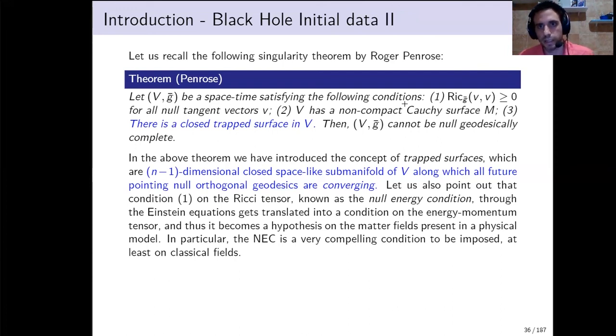It basically says the following: if you have a spacetime that satisfies this curvature condition here, where V are null tangent vectors, it has a non-compact Cauchy surface, and it possesses a closed trapped surface, then the spacetime cannot be null geodesically complete. In the above theorem, what is important for us is this new concept of trapped surfaces. Basically, in an n+1 dimensional spacetime, these are going to be n-1 dimensional closed space-like submanifolds, along which all future pointing null orthogonal geodesics are converging. And this is going to be a condition that is going to be translated into conditions in our initial data sets.